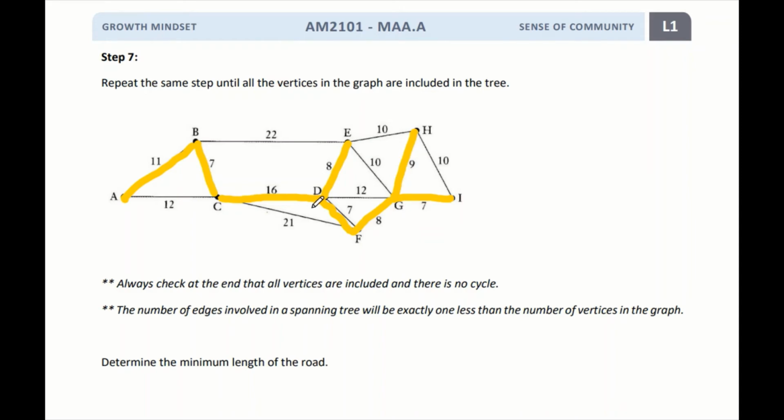So 1, 2, 3, 4, 5, 6, 7, 8, 9. So they are correct. All vertices are included and there's no cycle, right? So the number of edges involved in the spanning tree will always be exactly one less than the number of vertices. Because when we talk about a tree, you are not going to have any repeating edges. So if you have a connected graph with 9 vertices, then obviously you are going to have 8 edges.